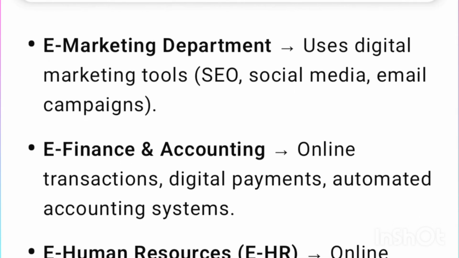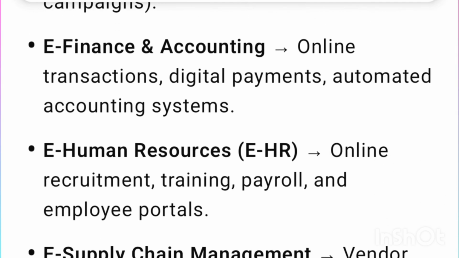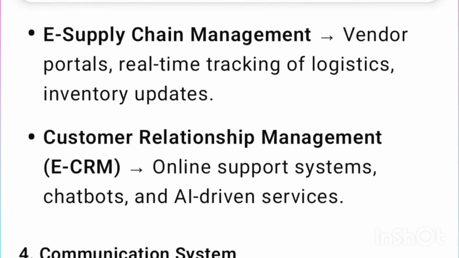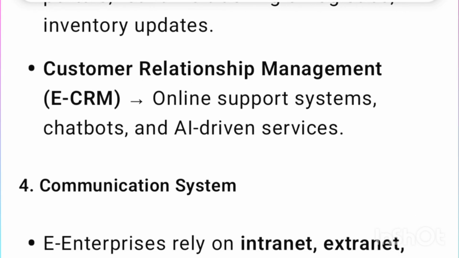E-marketing department uses digital marketing tools, SEO, social media, email campaigns. E-finance and accounting, online transactions, digital payments, automated accounting systems. E-human resources, EHR, online recruitment, training, payroll, and employee portals. E-supply chain management, vendor portals, real-time tracking of logistics, inventory updates. Customer relationship management, ECRM, online support systems, chatbots, and AI-driven services.